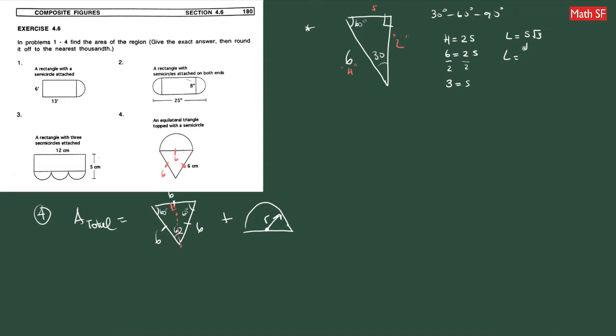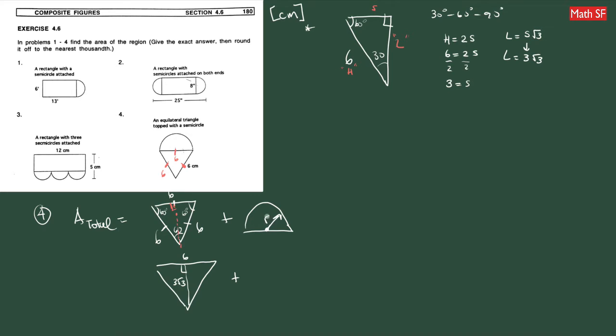So L equals 3 root 3, and everything is measured in centimeters. So I'm going to put centimeters here, so we know everything is in centimeters. And this long side happens to be the height that we need. So I'm going to rewrite this nicely here. Here is my triangle now, with a height of 3 root 3 and a base of 6, so now we have enough information to find the area of this triangle. Now, do we have enough information to find the area of this semicircle?